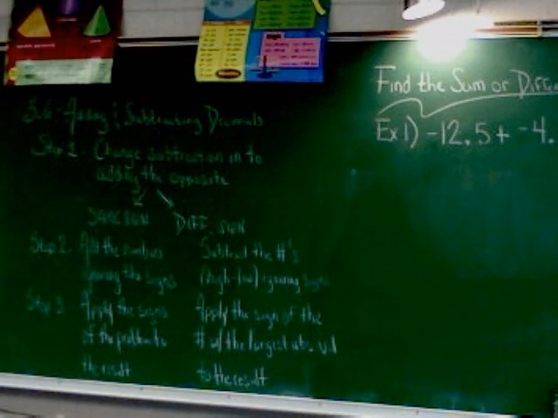Remember, absolute value is the number of jumps it takes to reach 0 on a number line from the originating number. That's what we're talking about when we talk about absolute value. Okay, so let's go into the examples here.